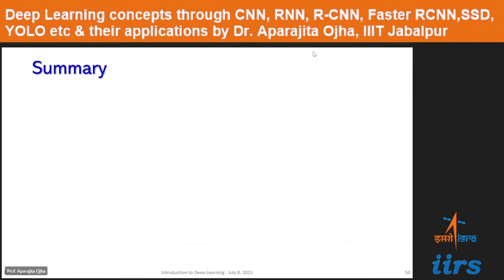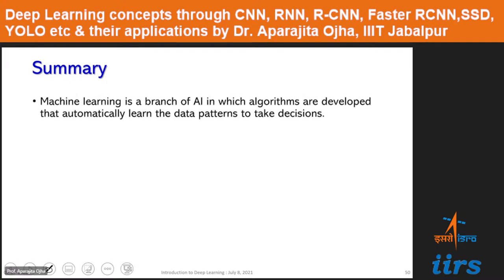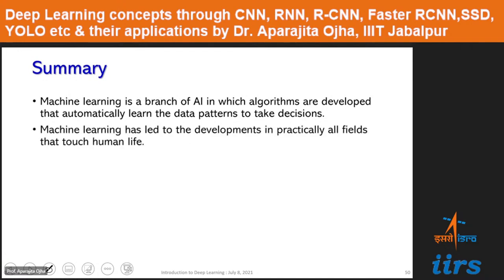So in summary, I can say that machine learning is a branch of AI in which algorithms are developed that automatically learn the data patterns or learn the representation of the data to take decisions. And machine learning has led to developments in practically all fields that touch human life. The game changer has been deep learning.